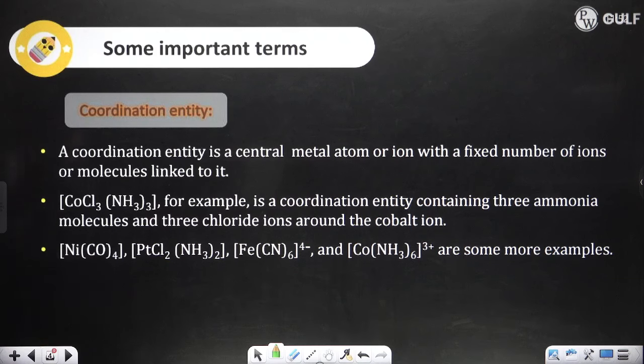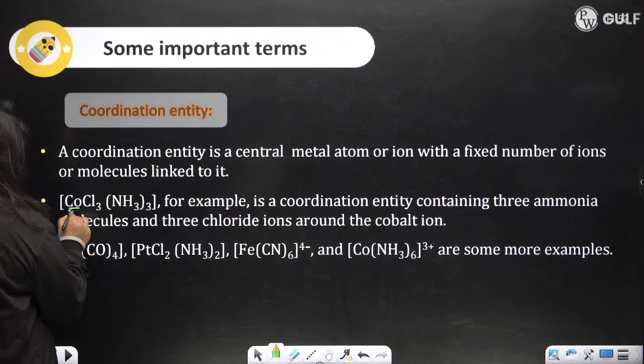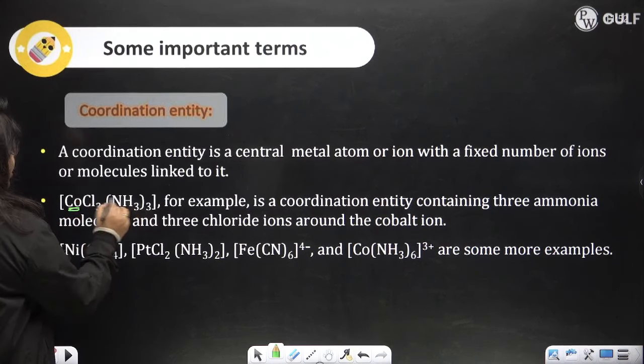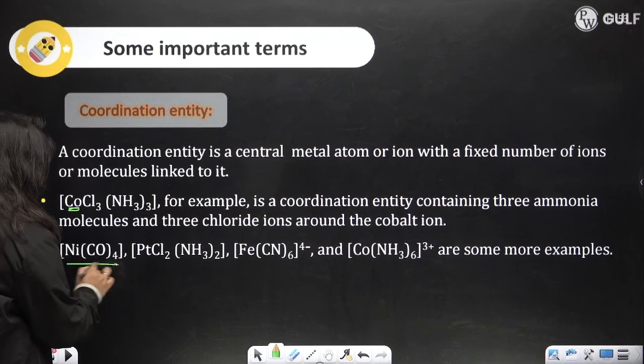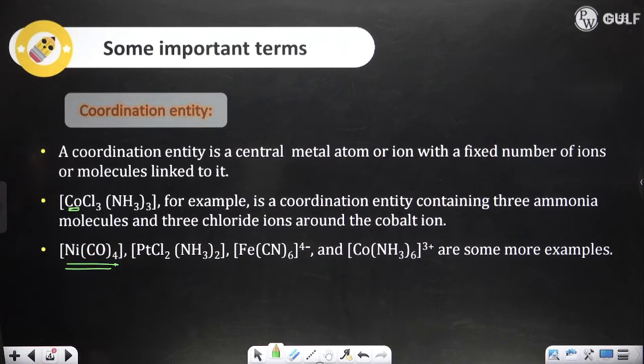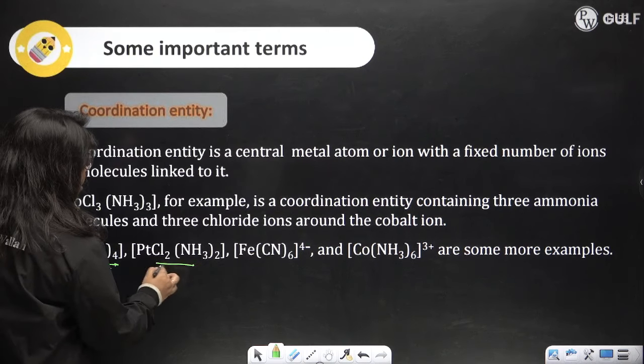So when you look at cobalt, Cl3, NH3, this particular cobalt is linked with 3 chloride molecules and 3 ammonia molecules. Right? So this particular central metal atom along with chloride and ammonia within the enclosed bracket is known as the coordination entity. So when you look at this particular example, nickel with CO taken 4 times, this entire thing is a coordination entity.